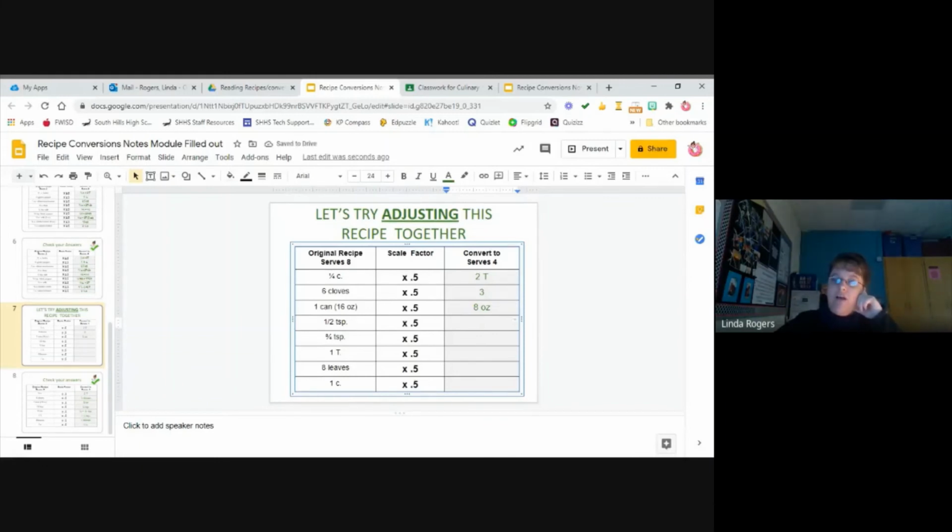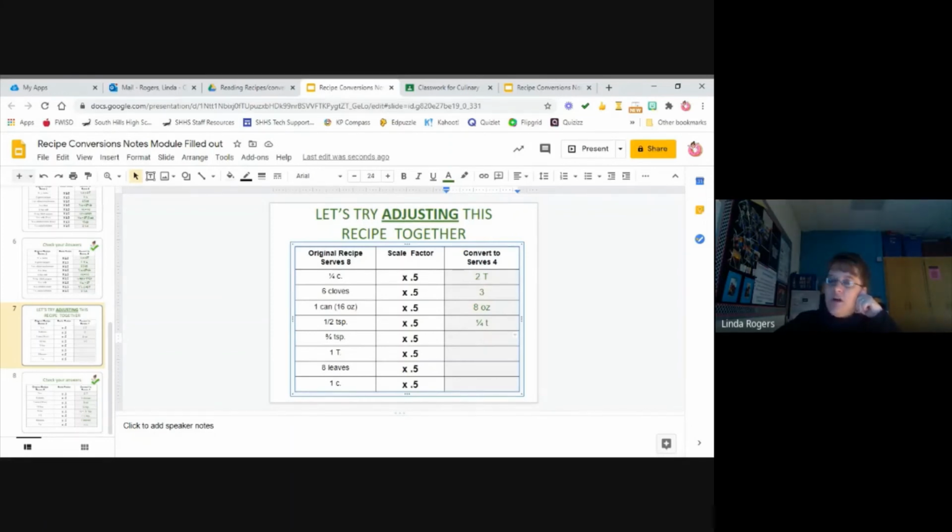Let's see. Valeria, what's half of a half a teaspoon? Valeria, can you hear me? Miss, can I answer this one? Yeah. 1/4. Good. So 1/4 teaspoon, right? Oh, hers was not working.